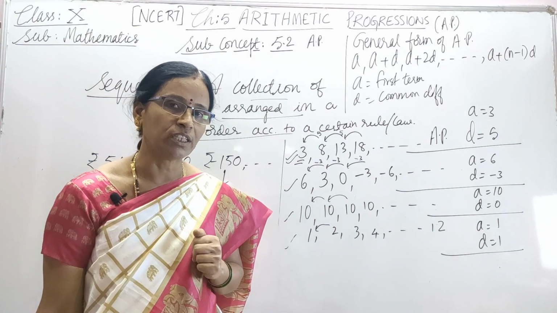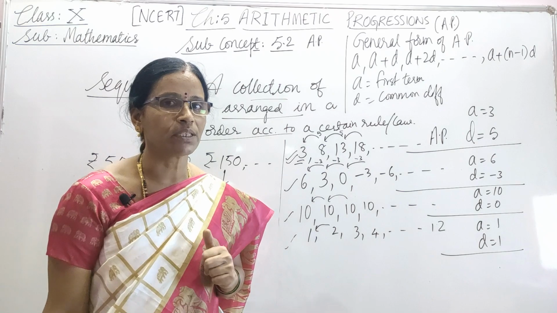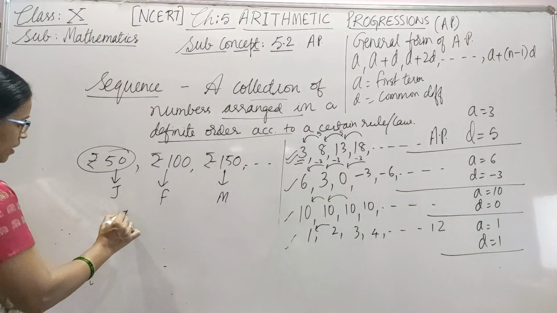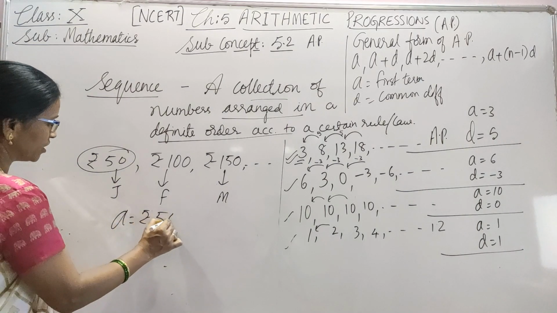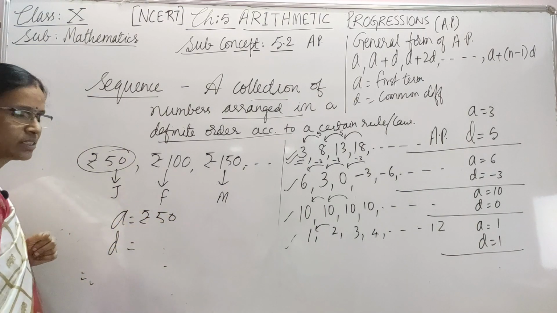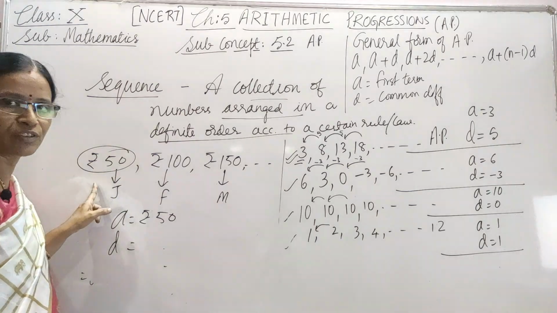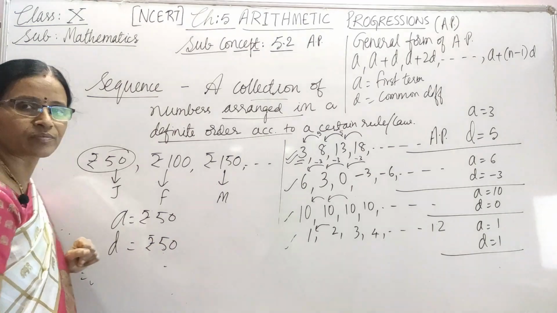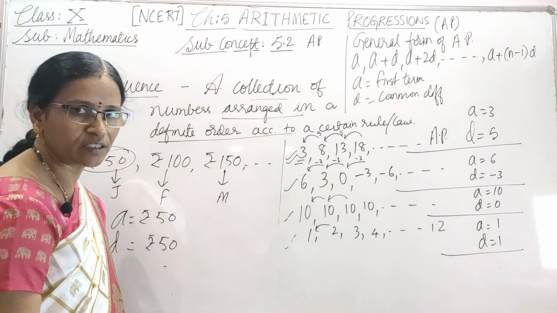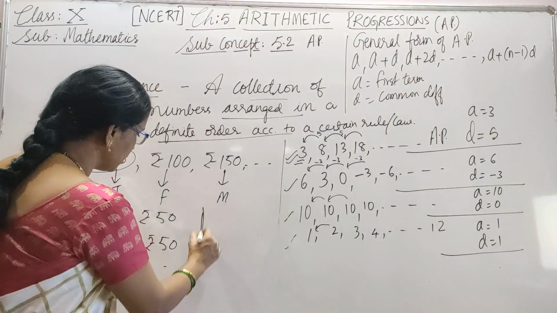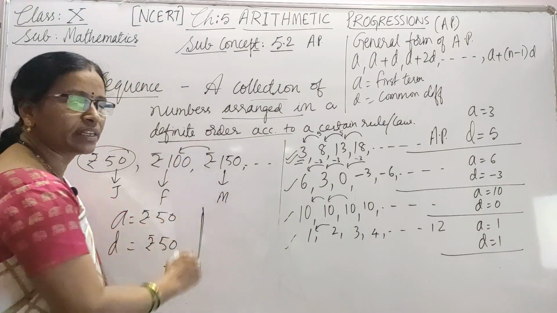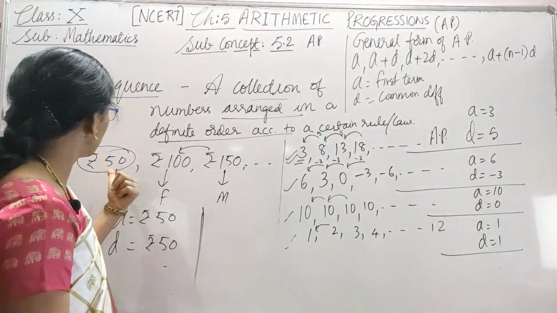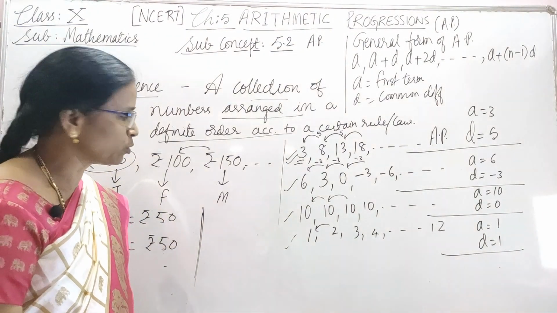Does it form an arithmetic progression? Yes, it forms an arithmetic progression, because you see this is A. A is rupees 50, and see the common difference. The common difference is 100 minus 50, which is 50. And here 150 minus 100, that is also 50, isn't it? So the common difference is 50. So this sequence forms an arithmetic progression.